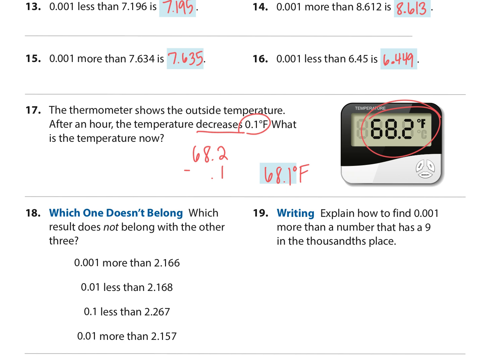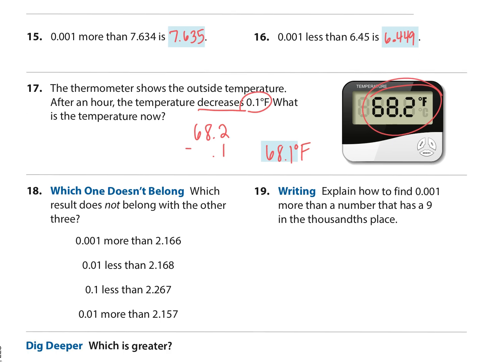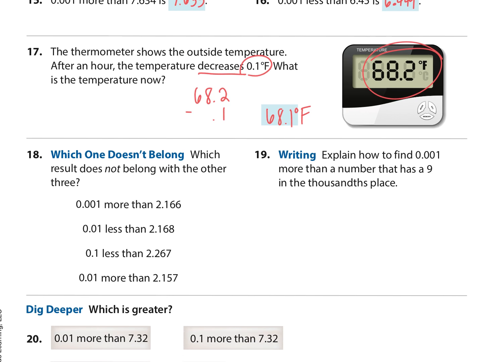Okay, number 18. Which result does not belong with the other 3? So looking at the 4 things that are listed here. If I have 1,000th more than 2 and 166 thousandths, what's my new number going to be? 2 and 167 thousandths. Yep. If I have 100th less than 2 and 168 thousandths, what is 100th less than that? 2 and 158. Yep.